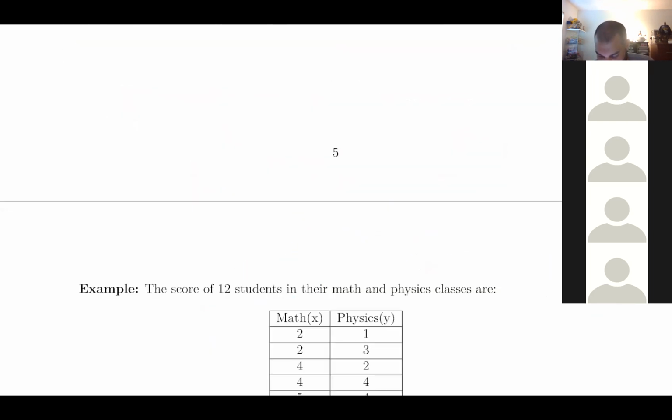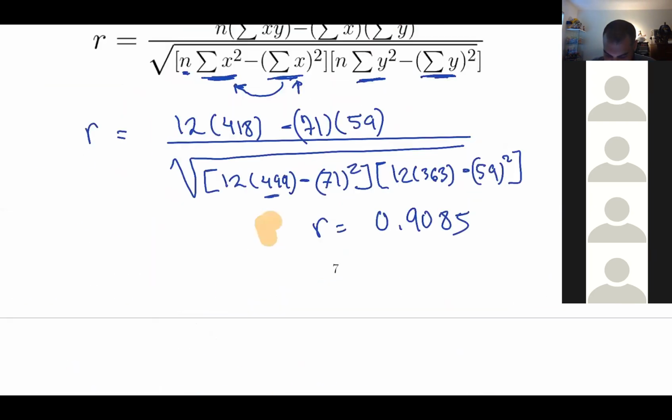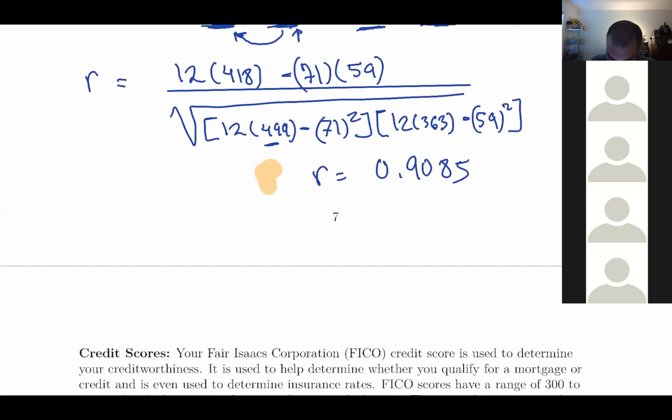So let me go back down. The correlation is strong. All right, and that's it for that first problem. Any questions in regard to that first problem?